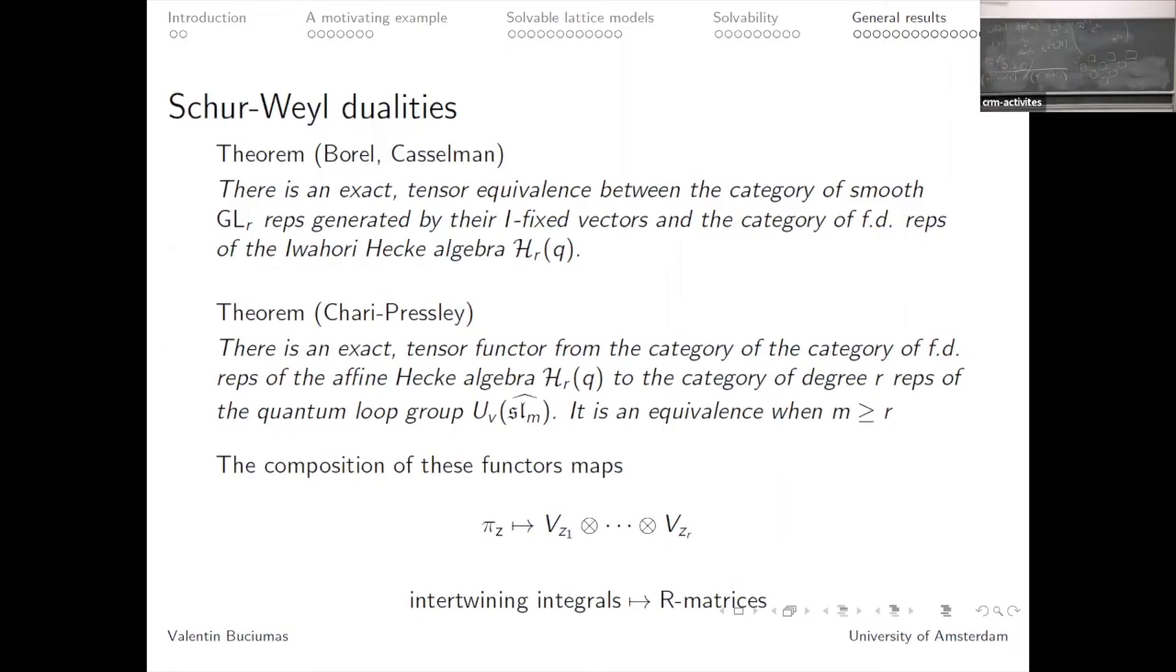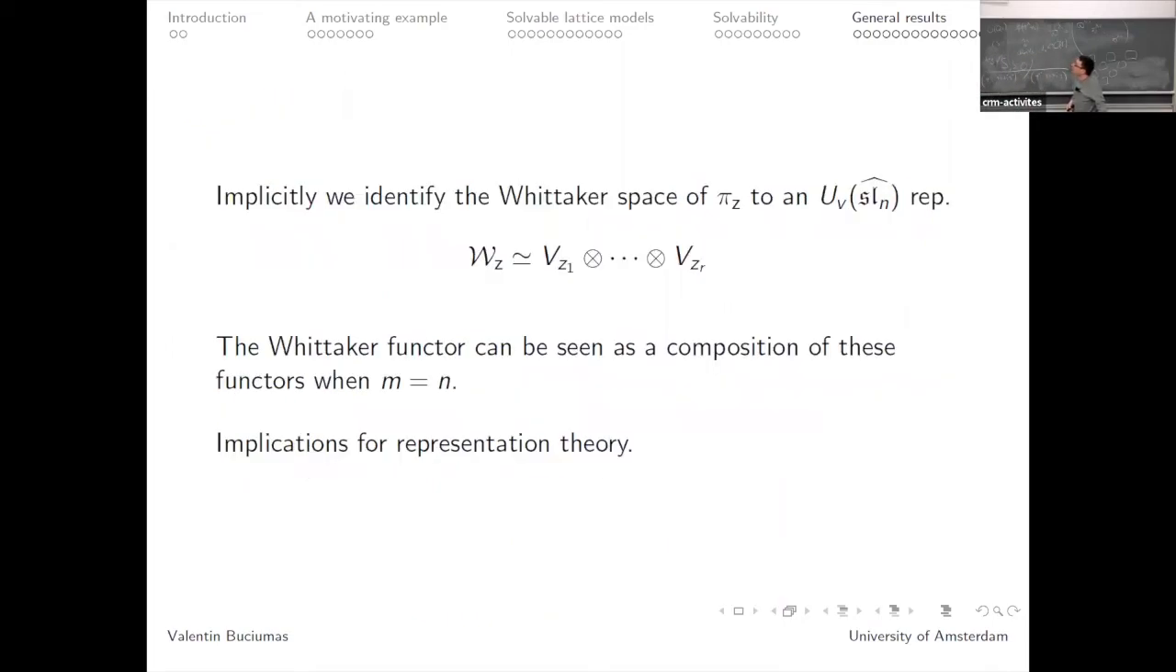The unramified principal series will get mapped to a tensor product of evaluation representations of U_q of SL_M hat, and intertwining integrals, which are very useful maps on the p-adic side, will be mapped to affine R matrices. In our work, what we do is we implicitly identify the Whittaker space of pi_z in the metaplectic setting to this representation of U_q of SL_N hat.